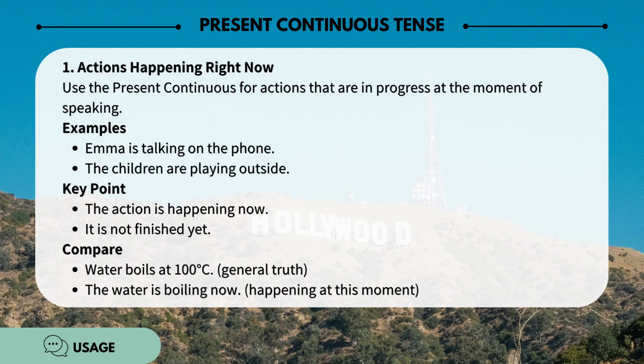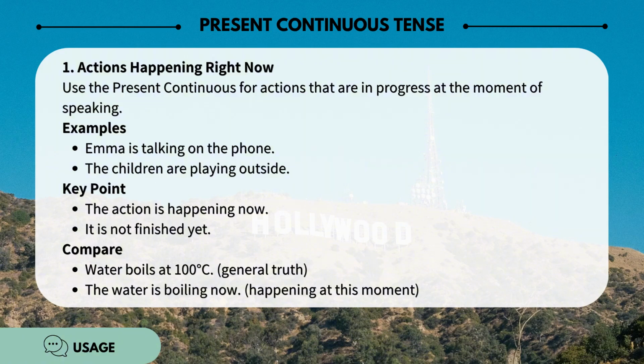Let's look at our first example. Emma is talking on the phone. This tells us that Emma is talking right now. If you called her at this moment, she would probably answer later because she's still on the phone. Now the second example. The children are playing outside. Again, the children are playing at this moment. They're in the middle of the activity. Notice the idea here. We're focusing on an action that is in progress.